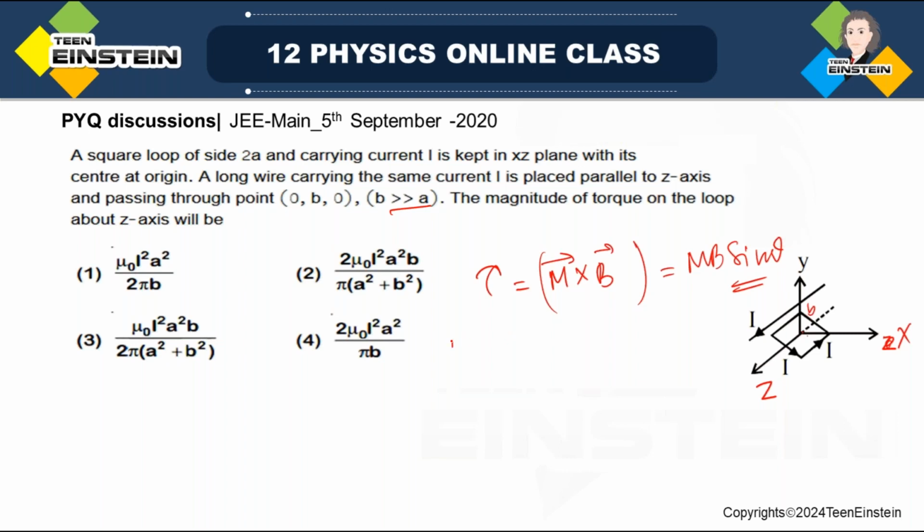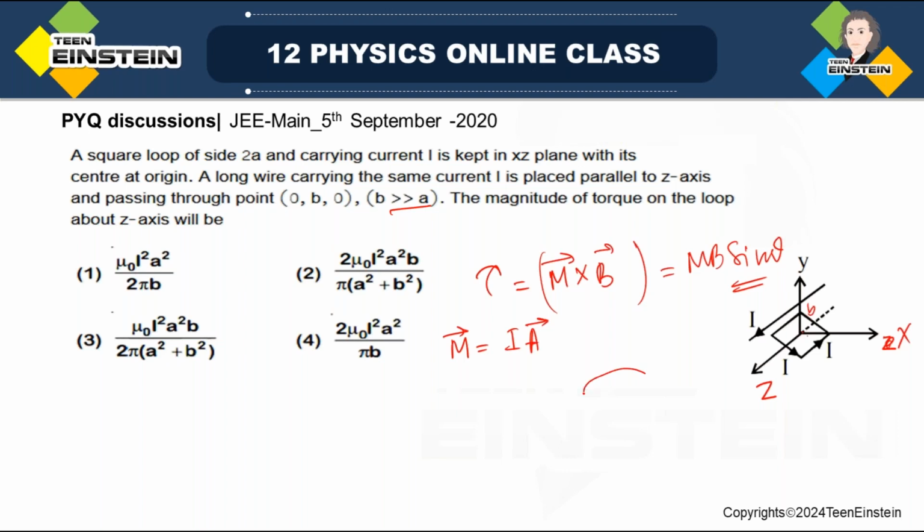But what is this M? M is the magnetic moment. Magnetic moment is given by the current in the loop times A, the area vector. This is a vector quantity, the area vector of the loop itself, in the direction of the outer normal. So this will be either the positive y-axis or the negative y-axis. But you know how to take that.